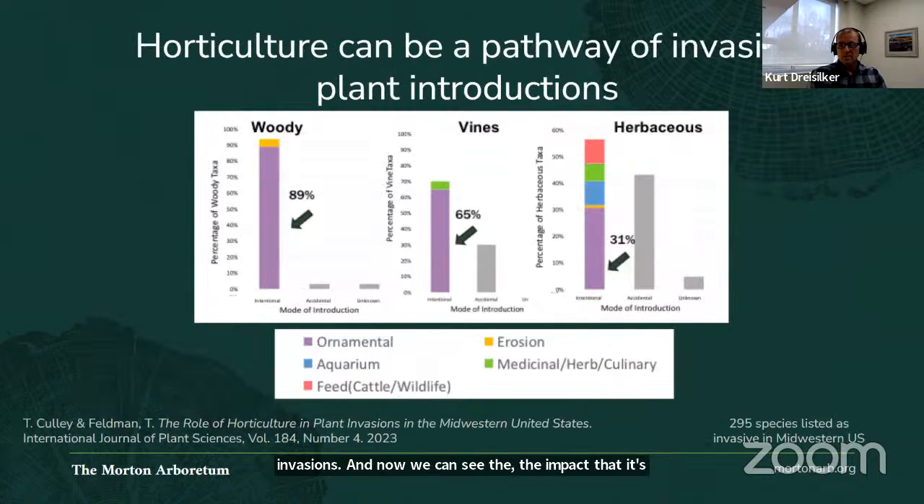So it's not a secret, it's not unknown to people that horticulture is a pathway to plant invasion. And here's some data from Teresa Cully's paper out of the University of Cincinnati. Out of 295 species listed as invasive in the Midwestern United States, many of them have their ties to ornamental horticulture. So you can see some statistics here in the charts. 89% of woody plants have ties to ornamental horticulture, as well as 65% of vines and 31% of the herbaceous plants. So this is really more complex than just what botanic gardens and arboreta do. This also involves industry, of course.